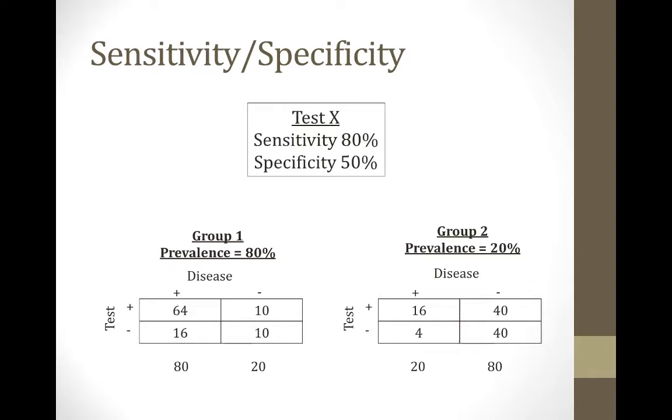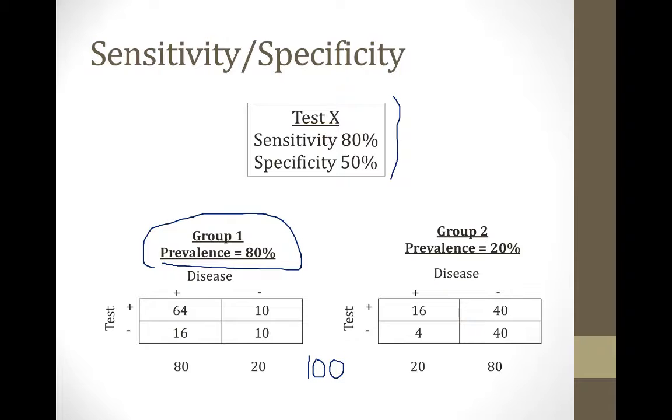So to make this point clear, let's consider a hypothetical situation. Suppose test X has a sensitivity of 80% and a specificity of 50%. And suppose we test it on group 1 where the prevalence of disease is 80%. Well, anytime you're faced with a question like this, what you need to do is create 100 imaginary patients. So I'm going to write the number 100 right down here.